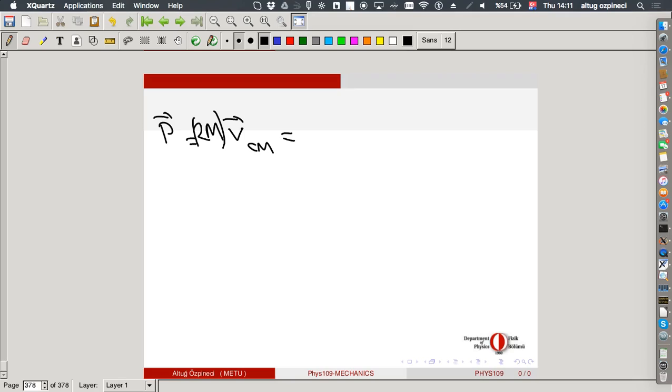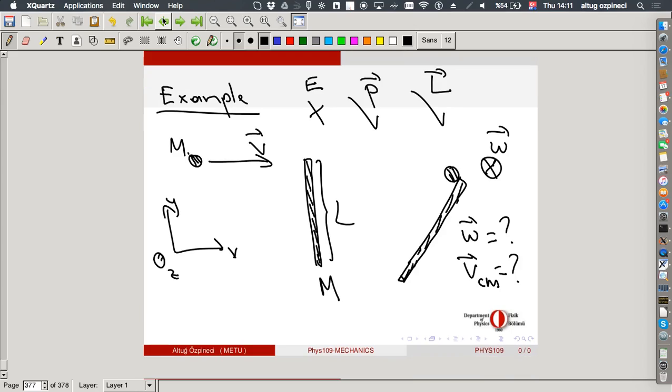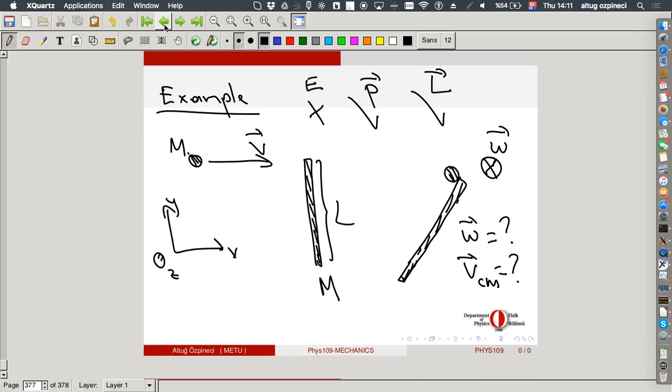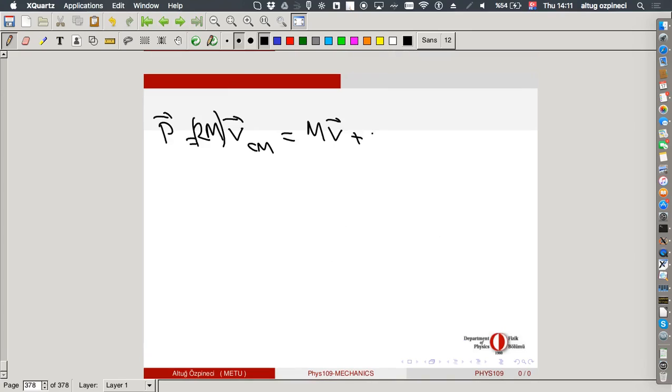So the total momentum is the total mass times the velocity of the center of mass. This should be equal to, well, what is the total momentum of my system? What is the momentum of this mass? M times V. What is the initial momentum of the rod? It is 0. So this tells me that the velocity of the center of mass is V over 2.